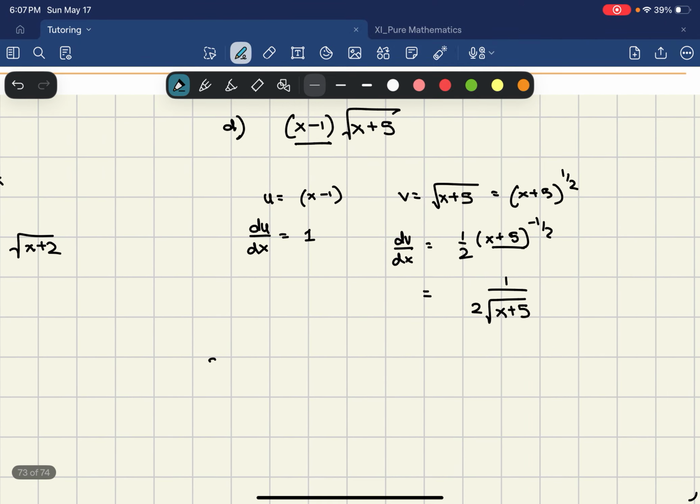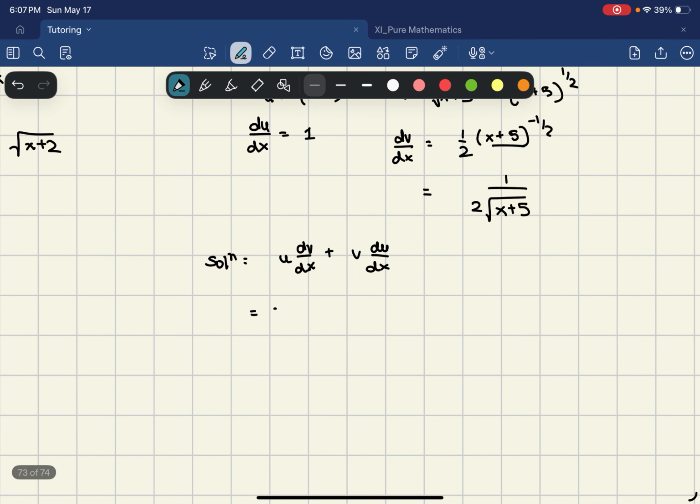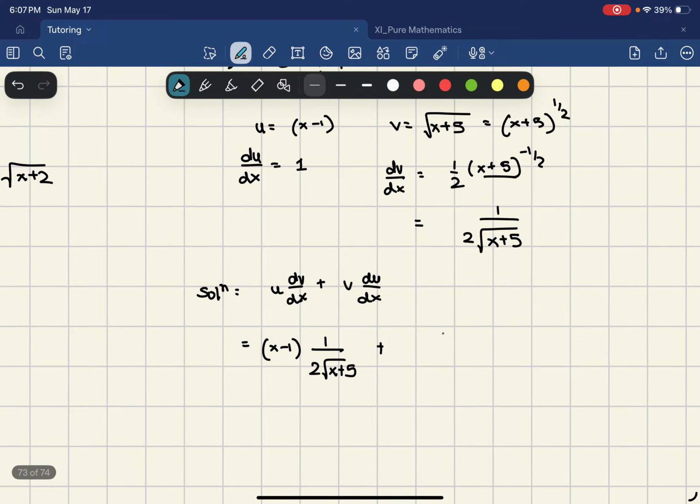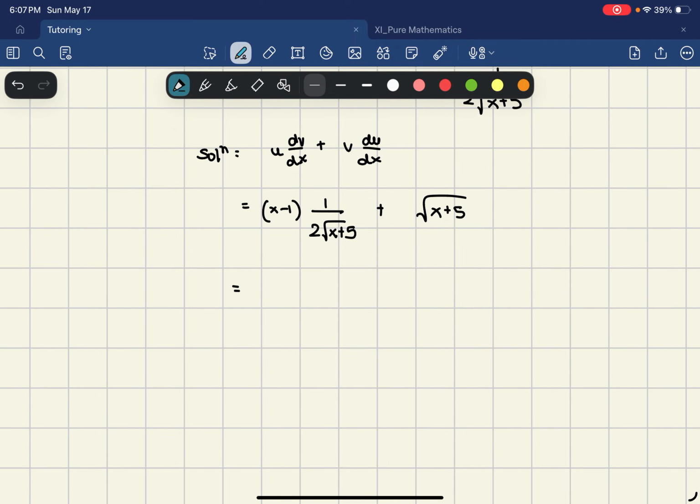So your final solution is just u dv by dx plus v du by dx. So u is x minus 1, dv by dx is 1 over 2 square root of x plus 5, plus v, which is just the square root of x plus 5, and du by dx is just 1, so times 1 is the same expression. So I get (x minus 1) over 2 square root of x plus 5, plus 2(x plus 5) divided by 2 square root of x plus 5. So I just took a common denominator on both sides.